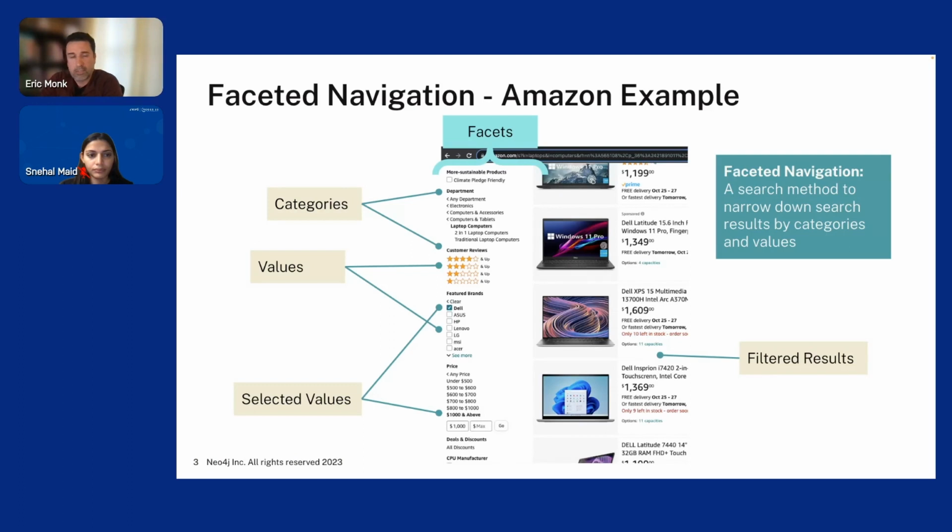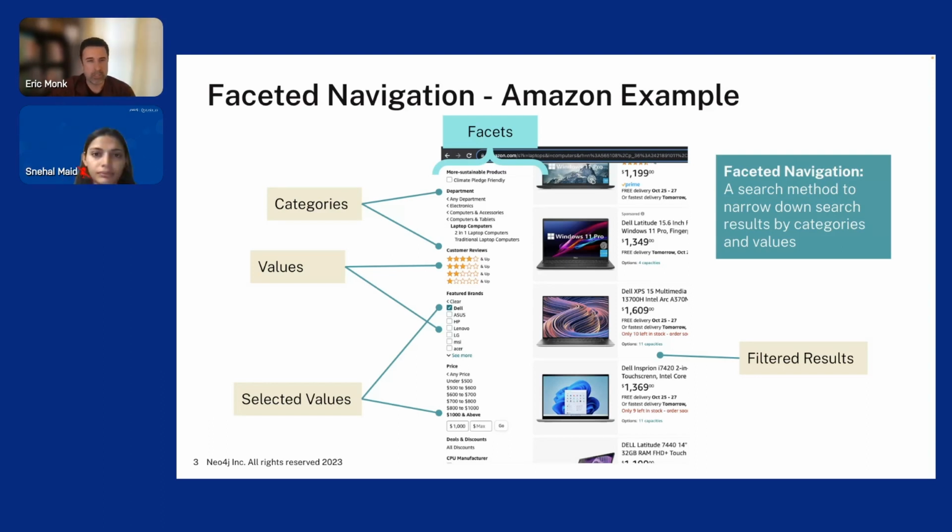So what is faceted navigation? You probably all have used Amazon before. I know I have. I use it a lot. So one thing that happens if you go to Amazon to search for something, in this case, this screenshot I've searched for laptops. What happens is you're going to get back a list of results. And then on the left-hand side of Amazon, you're going to see all these different categories of things.